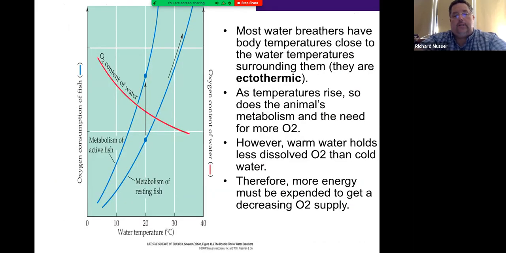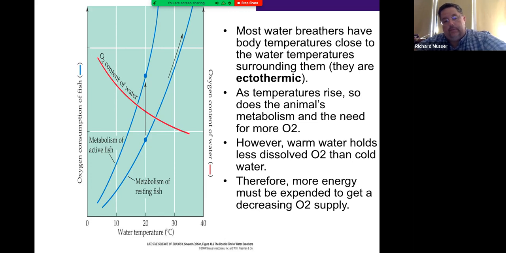Now, again, remember, fish are ectothermic, they're cold-blooded. And so their metabolism is linked to the temperature of their body or the temperature of the water. And so if the water gets warmer, their metabolism increases. The problem with that, though, is as their metabolism increases, their oxygen needs also increase. But the problem is warm water doesn't hold oxygen as well as cold water. So they lose out because their metabolism increases, and yet there's less oxygen in the water, so it becomes a double whammy.